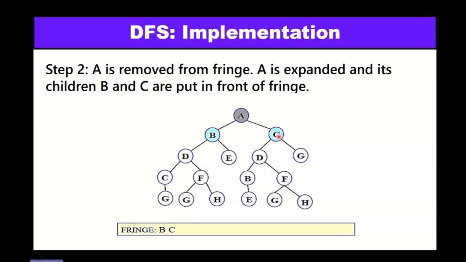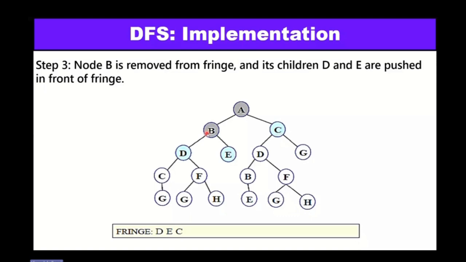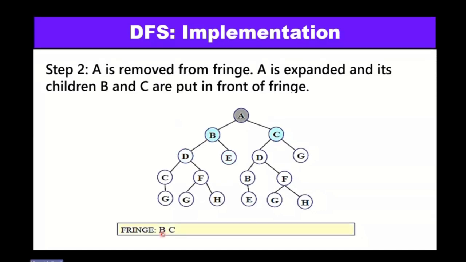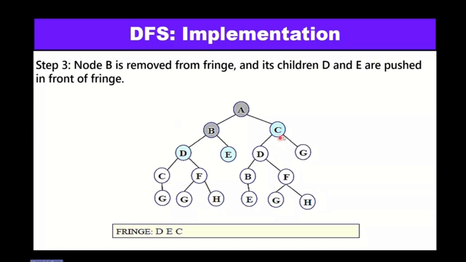Now we have to decide where to go. So again see that B was on top, so it should be removed, right? And D and E are the children of B. The top of the stack will be removed. So who was on top? B. So B is removed. We have C remaining as it is, and now B has to be expanded into D and E. So now our stack becomes D, E, C.